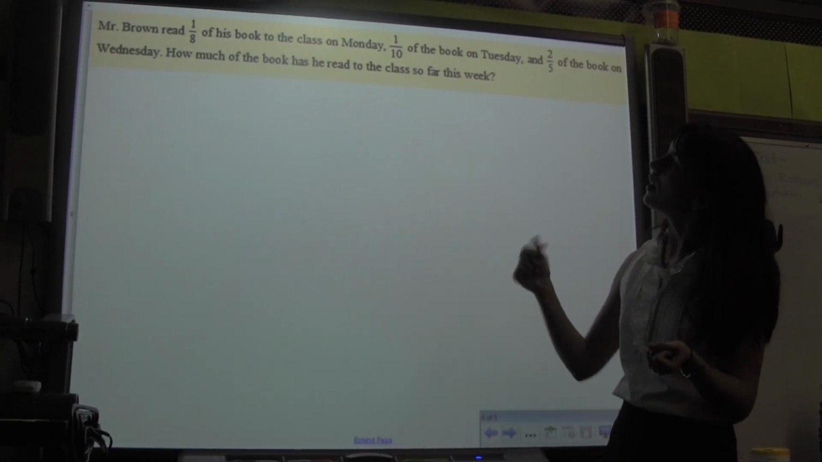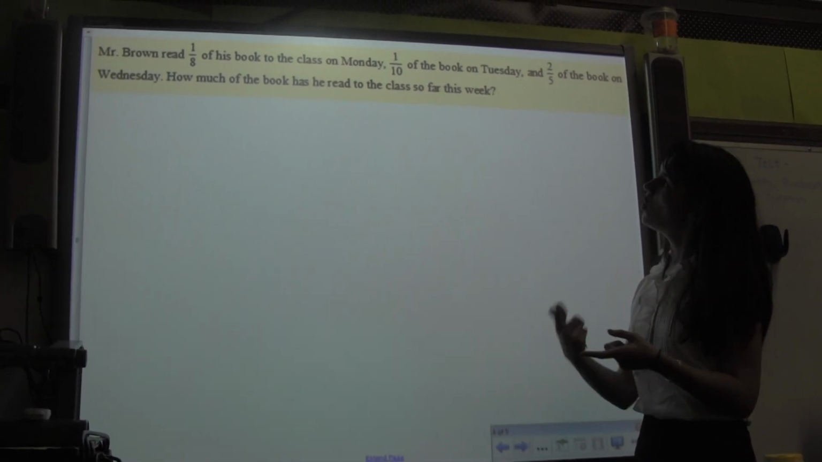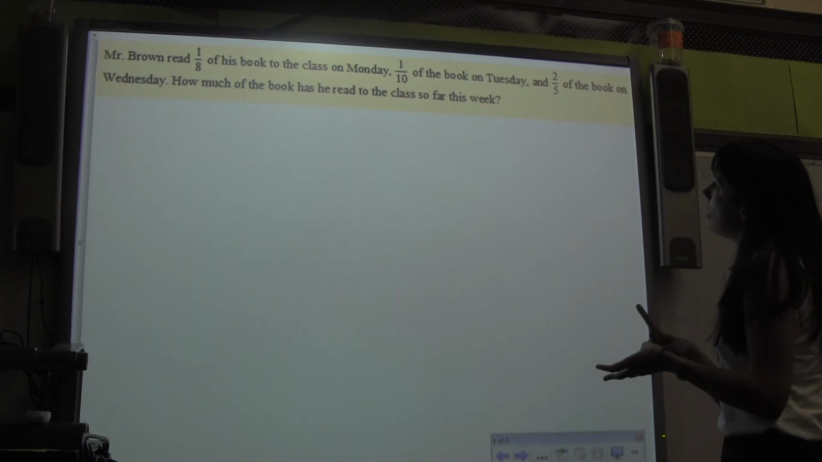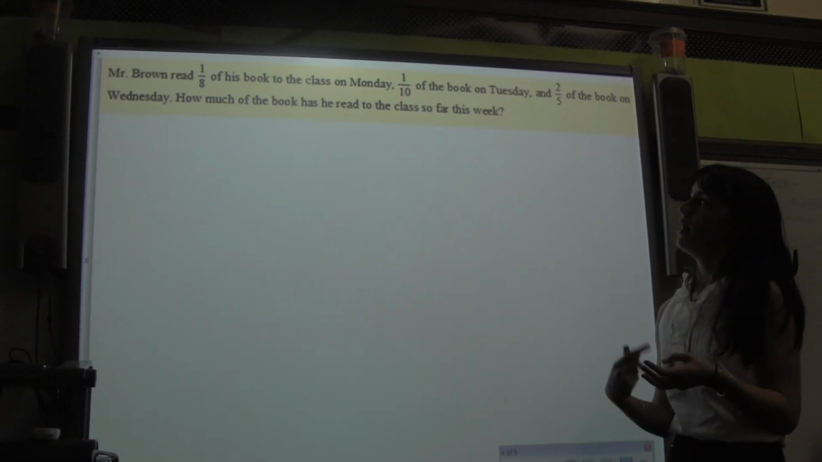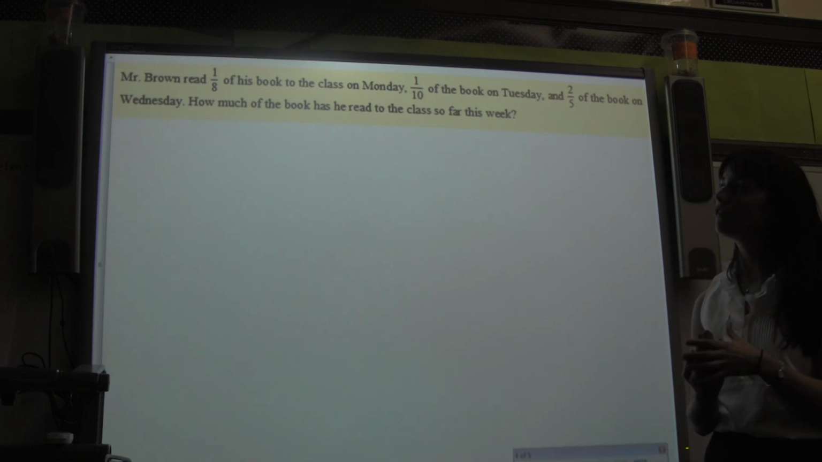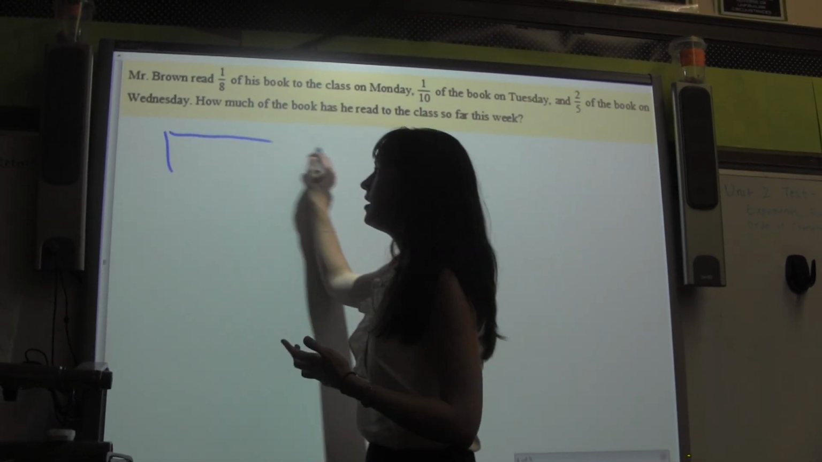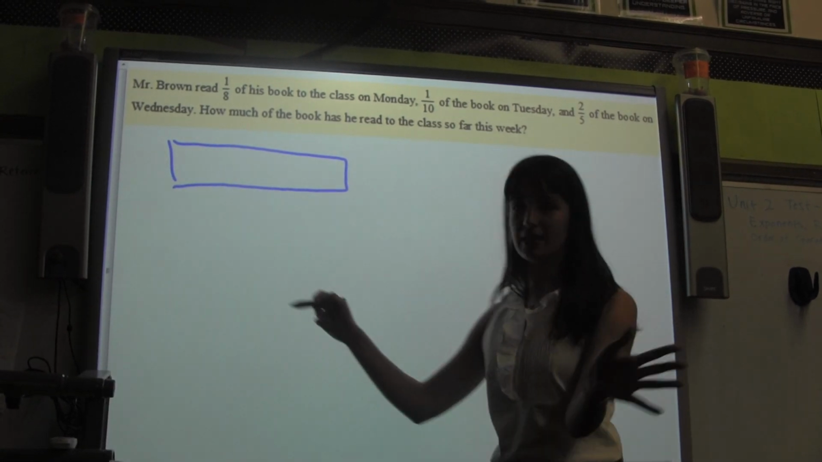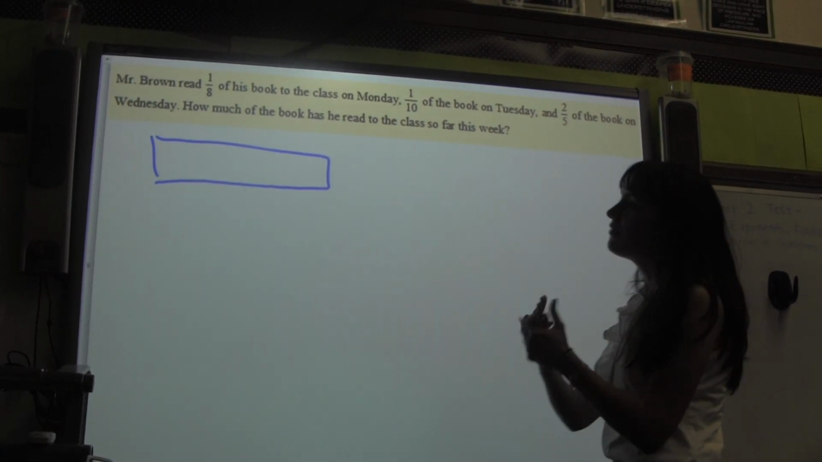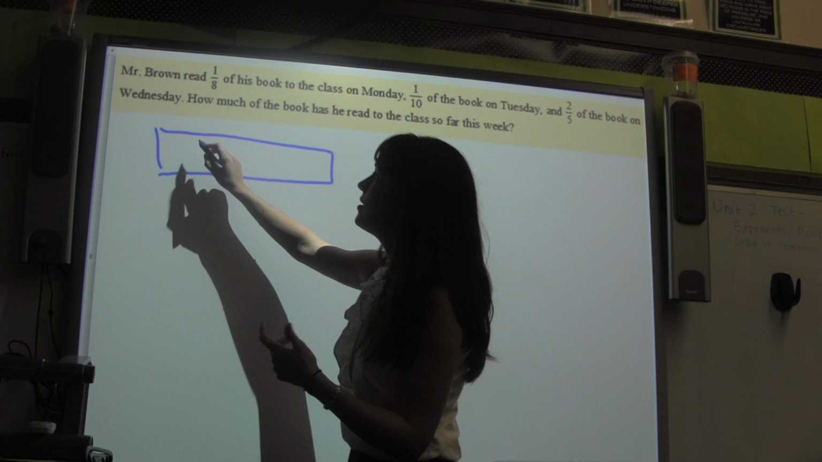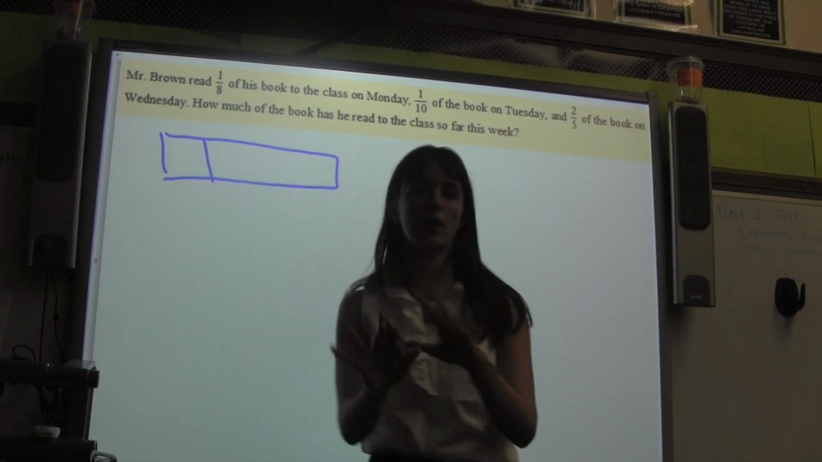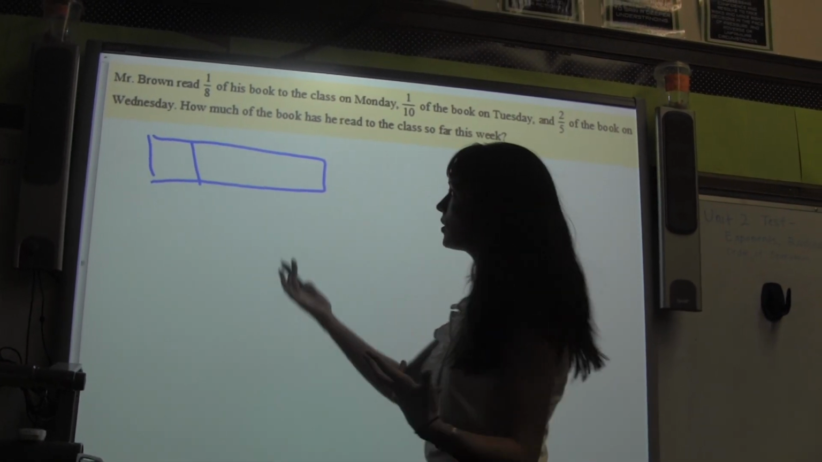Mr. Brown read 1/8 of his book to the class on Monday, 1/10 of the book on Tuesday, and 2/5 of the book on Wednesday. How much of the book has he read to the class so far this week? So I'm going to envision my favorite way to draw everything. This is Mr. Brown's book. It doesn't look like a book. That's totally fine. Thinking about the fact that on the first day he sits down and reads 1/8 of it, I'm not even going to worry about drawing it out for you. I'm just going to try and visualize this problem.